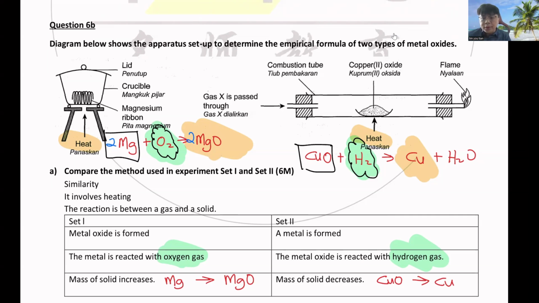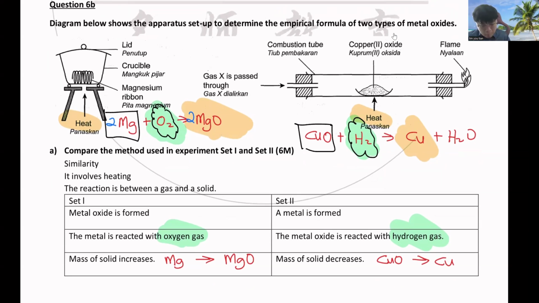So these are all the questions that are coming out in your exam. It won't be exactly the same, but the concept will be the same. They'll ask you to compare these two different experiments. So remember, for this experiment, one is for a more reactive metal, one is for a less reactive metal. Okay, that's it. Then now we will enter into those calculation questions.